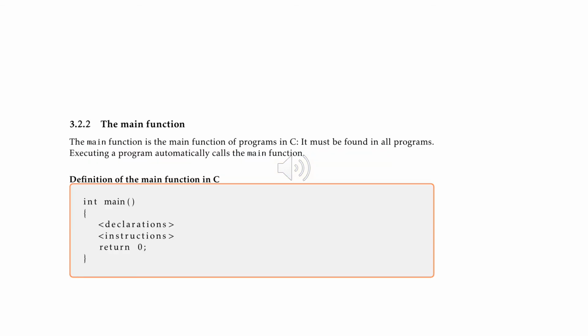Another function which is used here is the main function, and this is the main function of all programs in C. So this should be found in all programs, and whenever you execute a program, it will automatically call the main function, and this is how you write the main function.